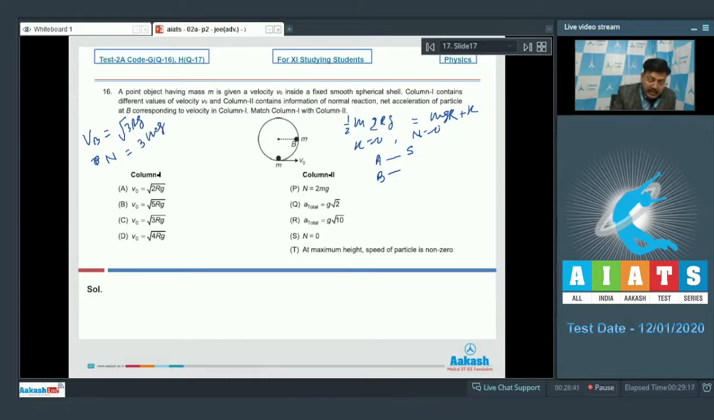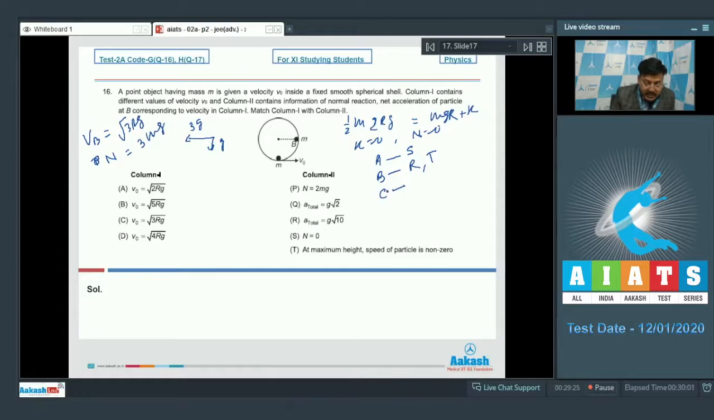Okay, and the total acceleration will be then, in this particular case it has two components. The centripetal component will be 3g, so there is 3g horizontally and there is g vertically. So the magnitude of net acceleration is g root 10 by Pythagoras theorem. So that means for B, R definitely matches, P and S do not match, Q also does not match, and at the highest point we know the speed will be under root rg, so T also matches with B.